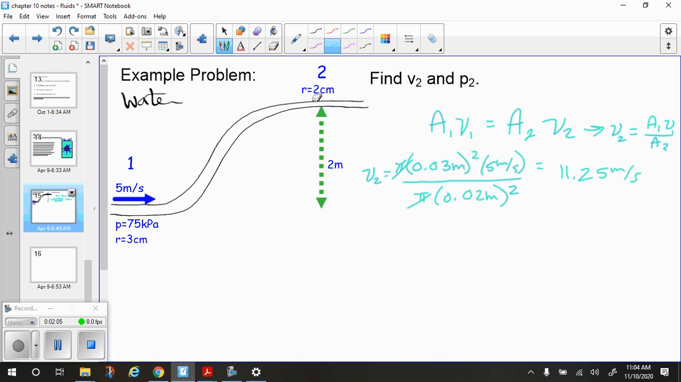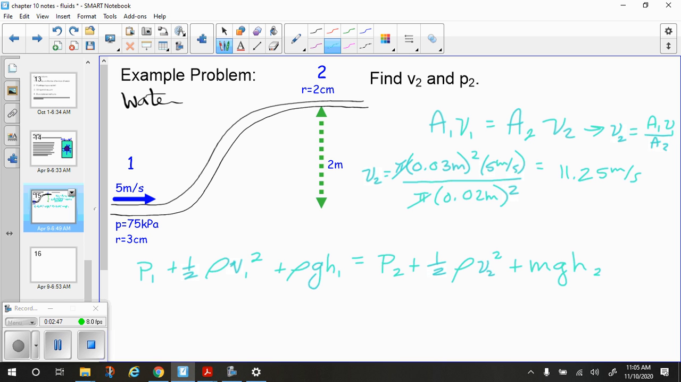So now once we know our velocity at point 2, we can use Bernoulli's equation, which is P1 plus 1/2 times rho, which is density of the fluid, times velocity 1 squared. I'm putting a little mark on the velocity V, so you know it's different than the volume V. Plus rho g h1 equals P2 plus 1/2 times density of fluid times velocity 2 squared, plus rho times gravitational field strength times height 2.